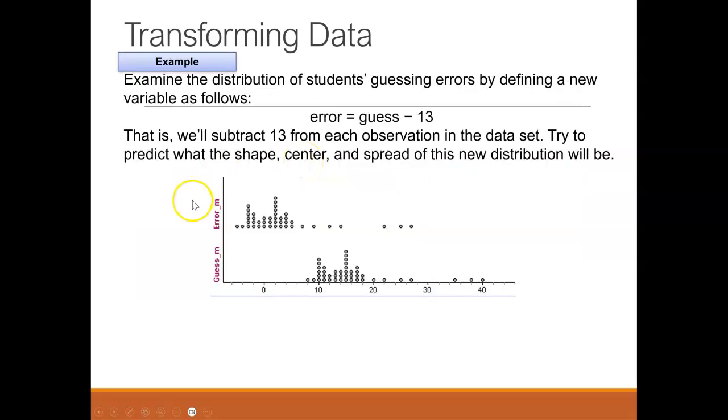So if I look at a visual example, say we have this data set, and I shift it by 13 units, you can see clearly that the data is still the same spread apart, right? The shape is identical, it's just in a new location. Now the center of the data has changed, right?